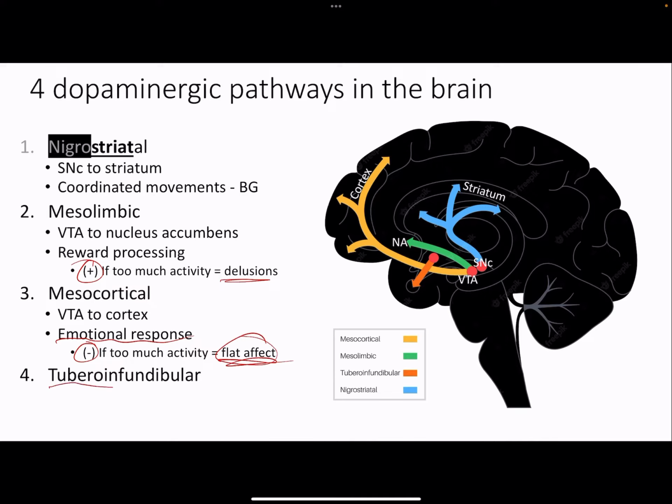And the tuberoinfundibular. So we have an infundibular stalk for the pituitary system. And so that kind of is a hint. This is the hypothalamus to the pituitary. And this is going to be, it's weird. Dopamine plays a role in inhibiting prolactin, which plays a role in lactation.